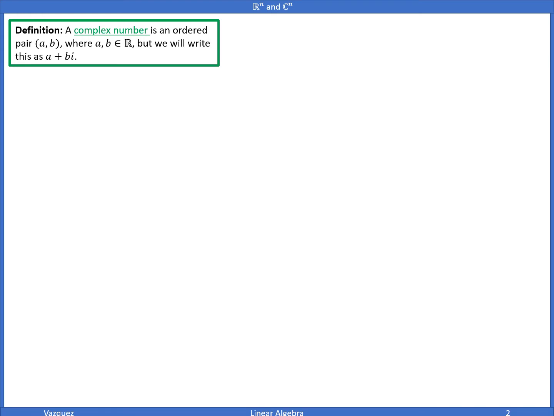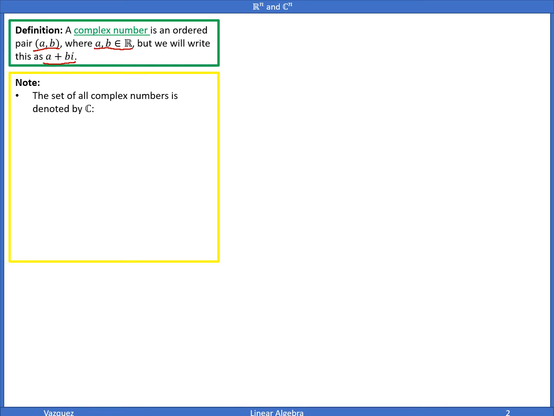And a complex number is an ordered pair, (a, b), where a and b are both real numbers, and we write them as a + bi. That's how we're going to define what a complex number is. Now in set notation, we can write this as C equal to the set of a + bi, such that a and b are real numbers. That's how the set of complex numbers is going to be denoted. A single number will be a + bi, and the set of complex numbers is denoted by this C.